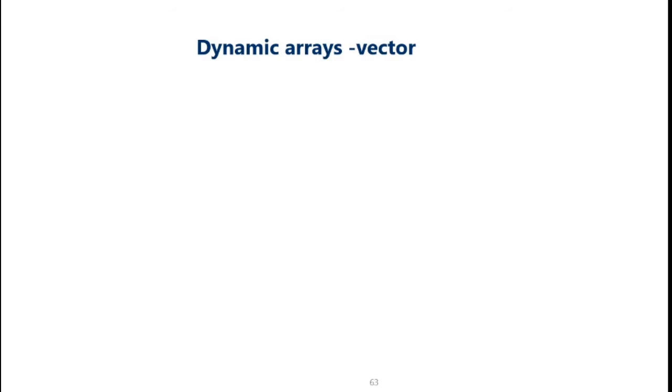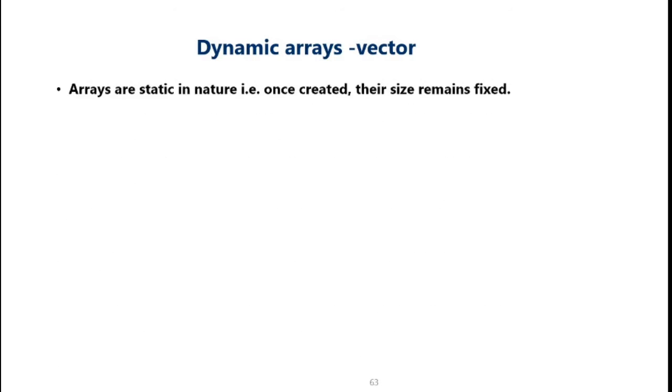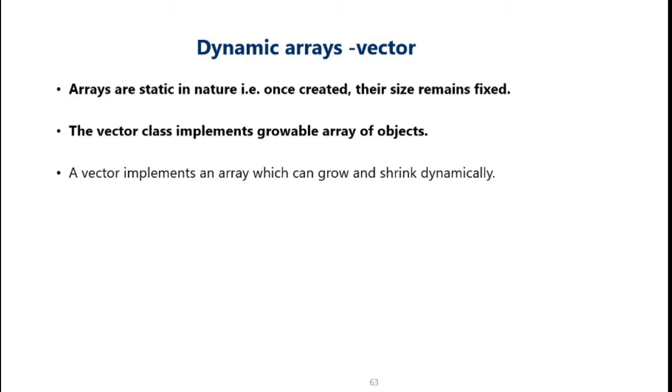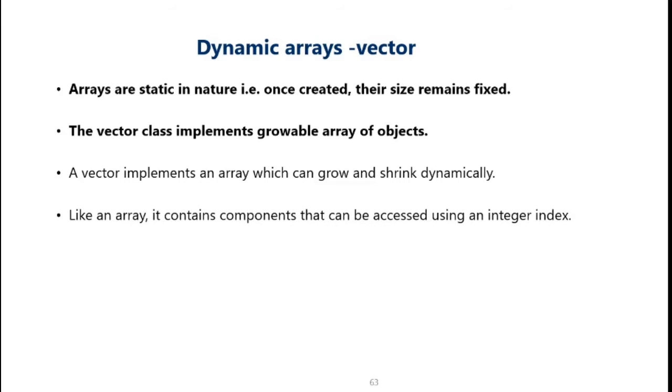The next concept, as I said, is dynamic arrays, that is vector. So arrays have some limitations. To overcome those limitations, the concept of dynamic arrays, that is vector, is introduced here. So arrays are static in nature. That means once you create the array, the size remains fixed. And vector is the dynamic array. That means it implements a growable array of objects. It can grow and shrink dynamically.